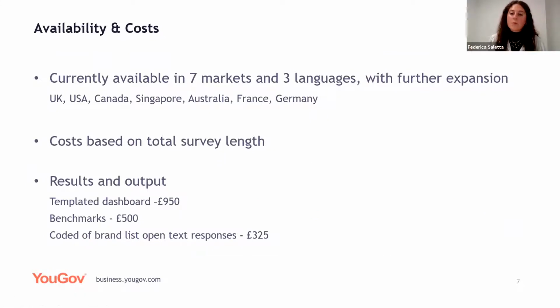Availability at the moment, YouGov Direct as a product is available in 7 markets globally. So across different continents, we're available in the UK, US, Canada in 2 languages, Singapore, Australia, France, and Germany. And what that comes down to is we're actually available in 3 languages. As you can imagine, it's English, French, and German.